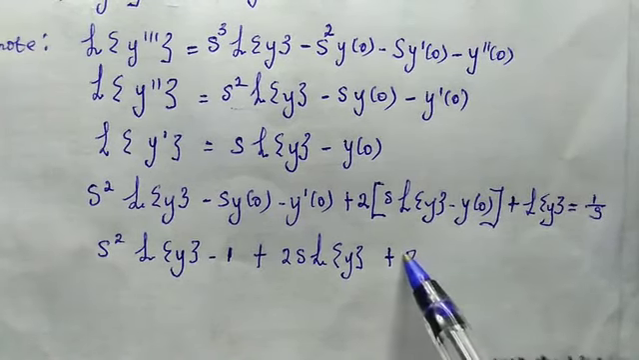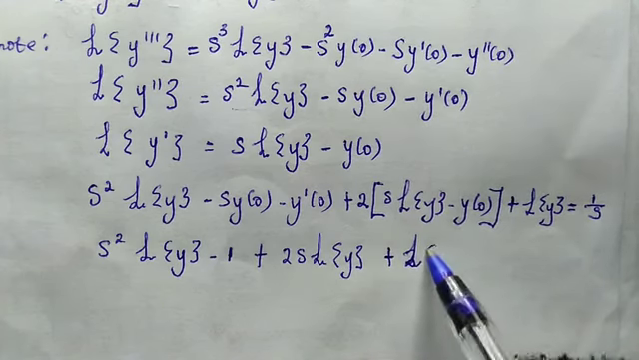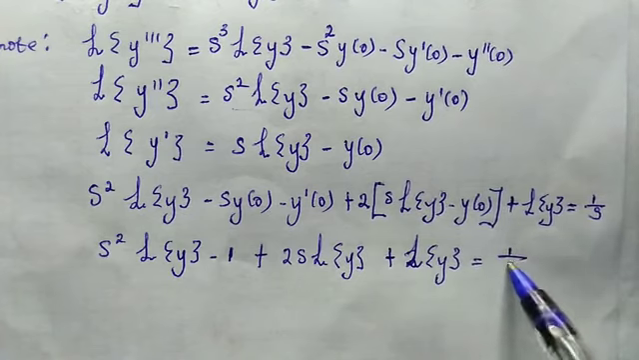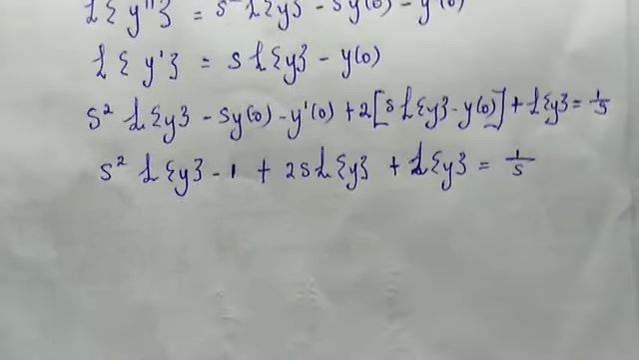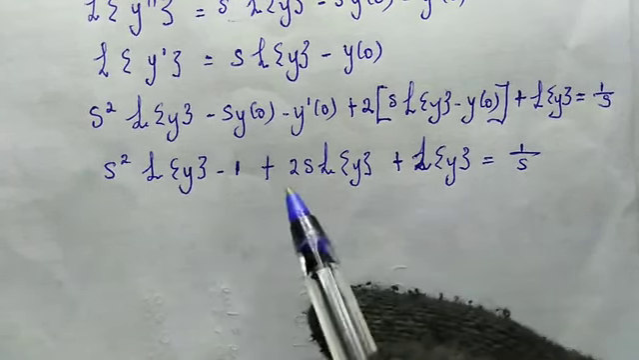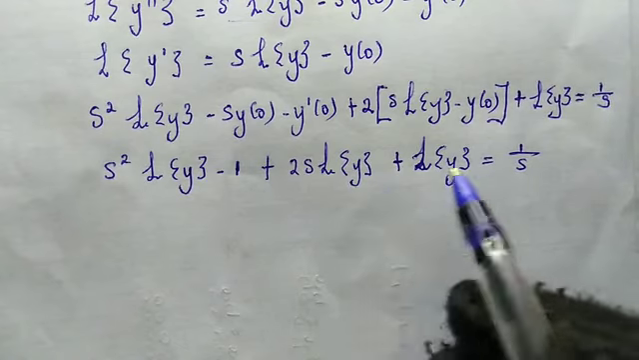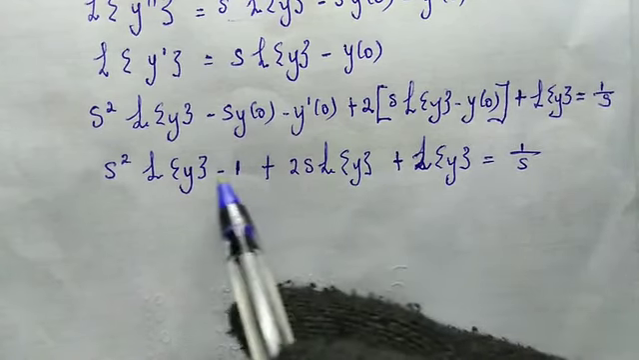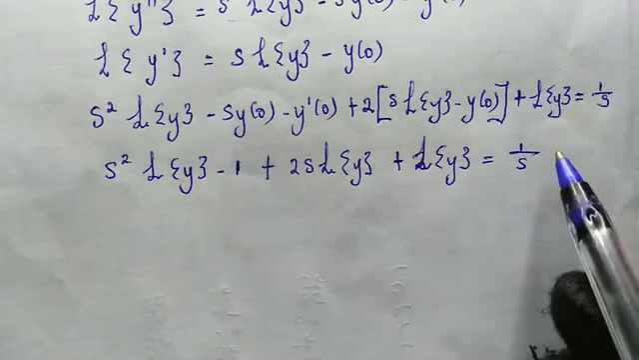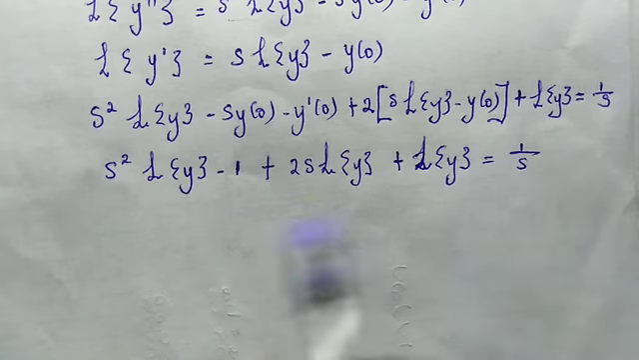Oh, sorry, plus the Laplace transform of y. Then this is equal to 1 all over s. From here, we are going to add 1 to both sides of this equation, right? Here we have a negative 1, so if we add 1, that will vanish, and on the right hand side we will have 1 over s plus 1.